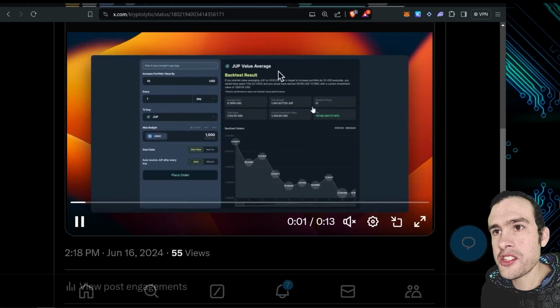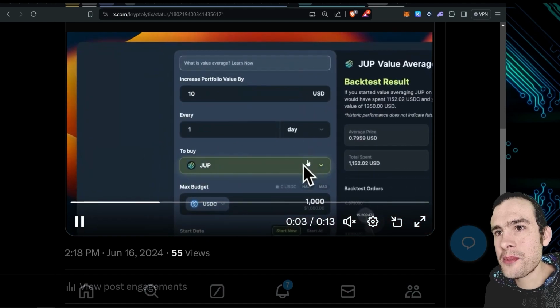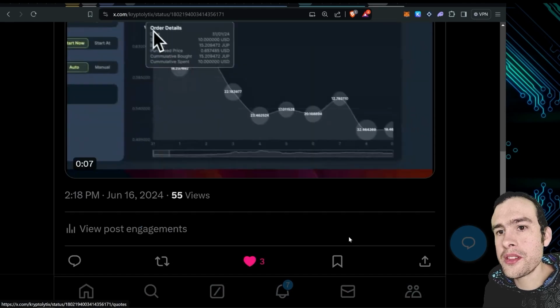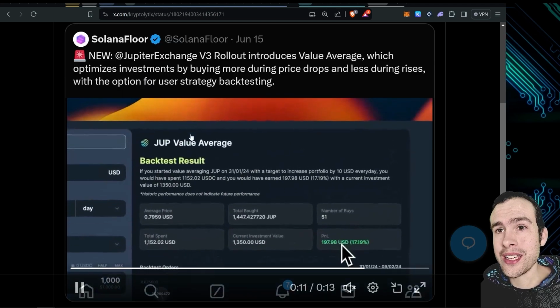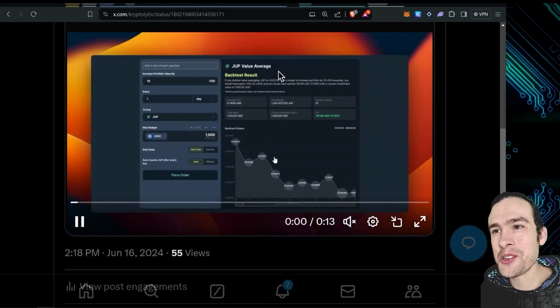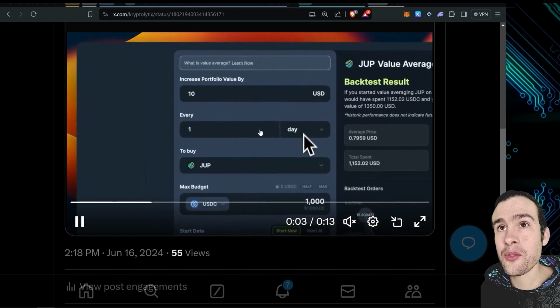Oh, it shows PNL as well. How cool is this? This is going to be amazing. I don't think this is available right now, but when this comes out, this is going to be huge. This adds even more value to Jupiter. If you could even add more value to Jupiter, this is definitely one thing that adds it.